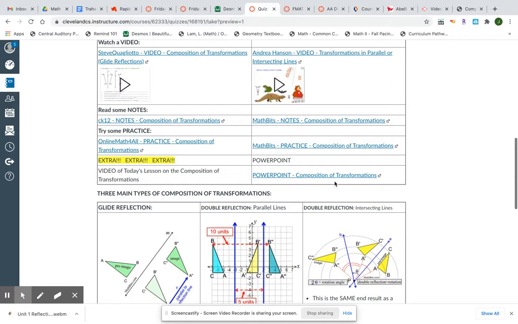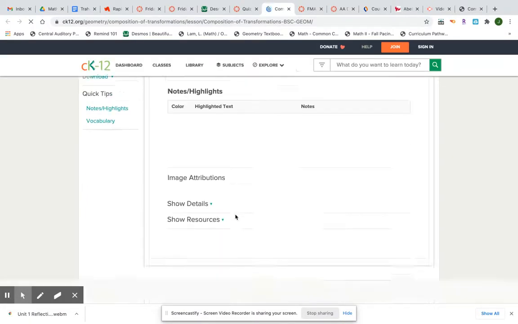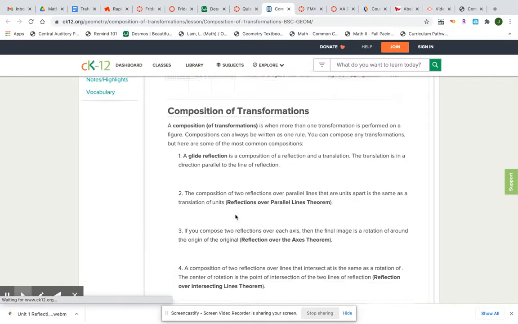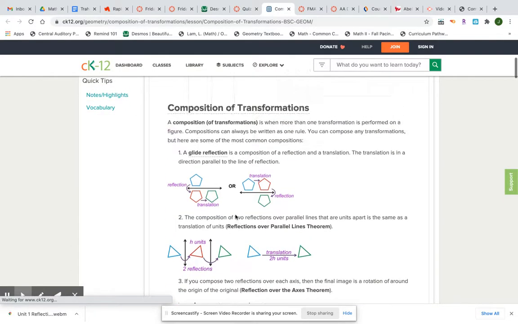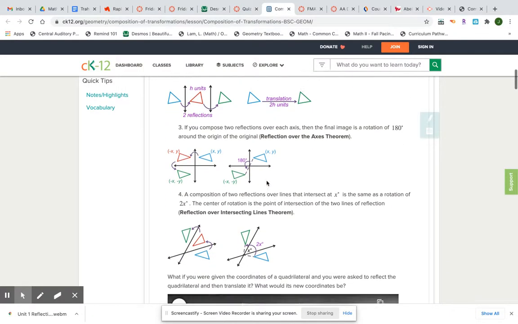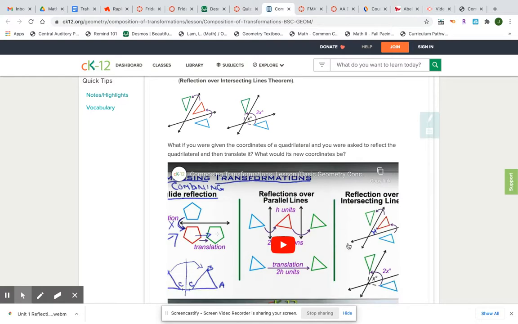All right, so let's go up and look. You've got some notes. This is a really good one. It gives you even a really good video explaining these three. So if you click on that one, the CK, you've got some notes right here. And I think I did see a video. You can read some notes about your glide reflection, reflecting over parallel lines, reflecting over intersecting lines. And then this video right here specifically gives you some more information on those 3 scenarios.